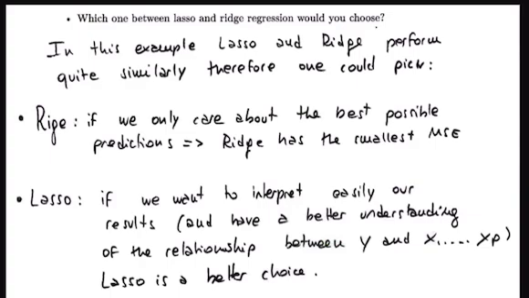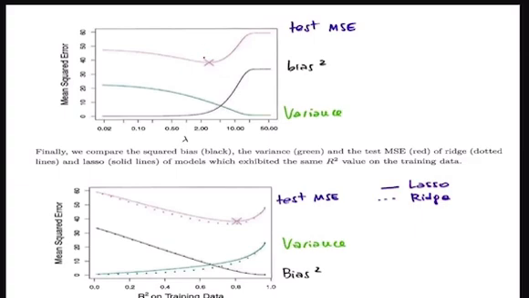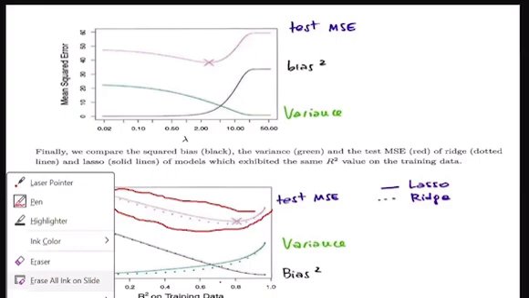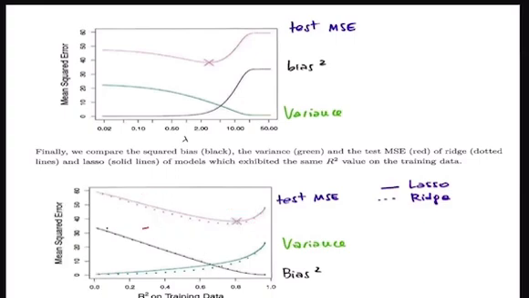And that was why I said here, which one between lasso and ridge regression will you choose? In this example, I said lasso and ridge perform quite similarly. Therefore, either one is fine, because they perform similarly. How do I know? The test mean square error is very close if you want to base on this. The dotted line is for ridge, and the other one is for lasso. You can see they're very close. Look at the bias, also very close, but look at the variance. Do you see the variance?